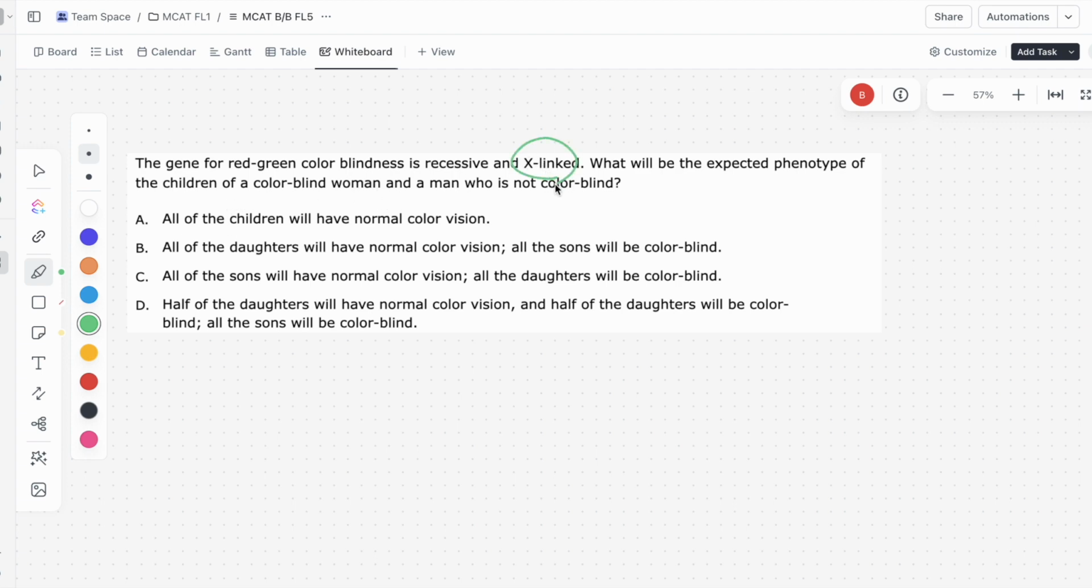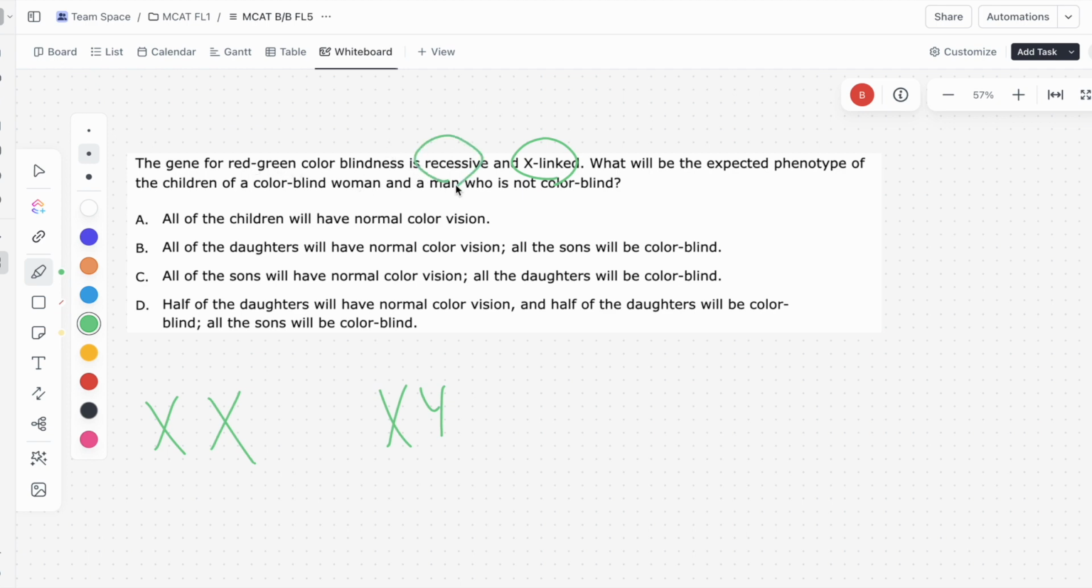So let's take a look. It says it's X-linked, right? So what does that mean? It's going to be a disease, or a gene, that's living on the X chromosome, essentially. Remember, the woman is expected to have an XX chromosome, and the man is expected to have an XY chromosome. So here's what we know.